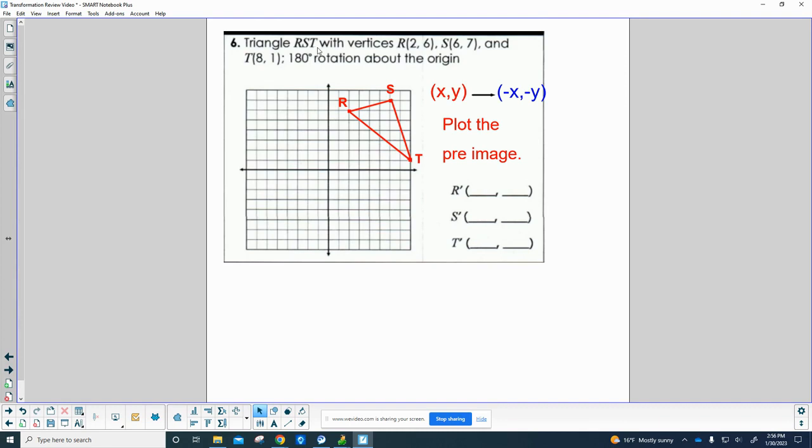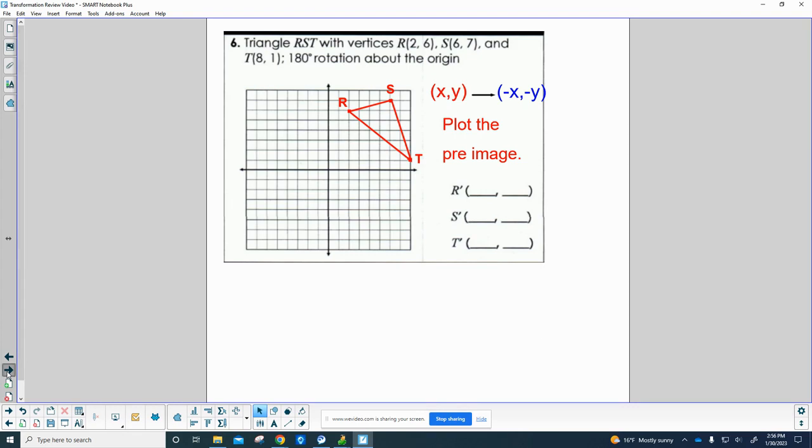Number 6, triangle RST with vertices (2, 6), (6, 7), and (8, 1). We're going to do a 180-degree rotation. I've already plotted this up here. The rule that goes along with a 180-degree rotation is that x and y both switch to their opposite signs. We have negative x and negative y.